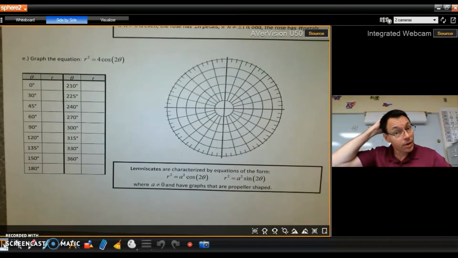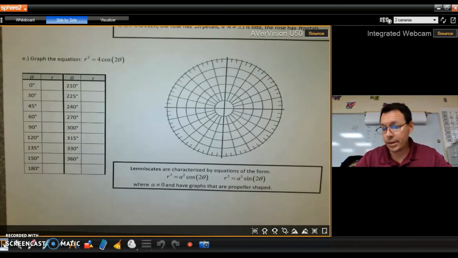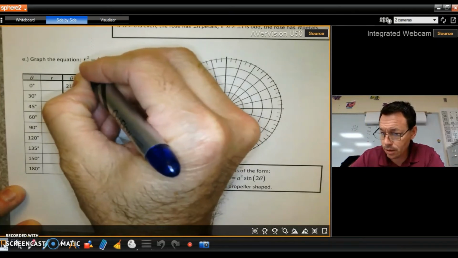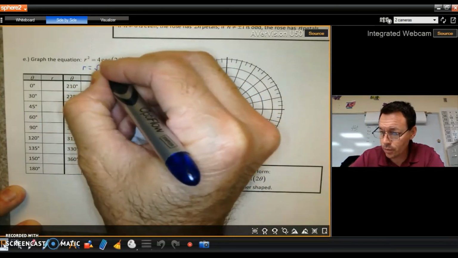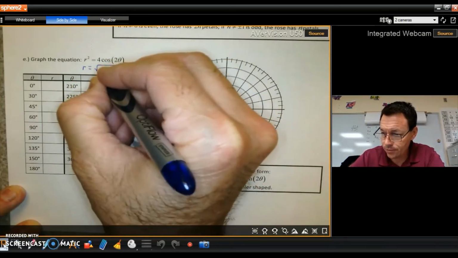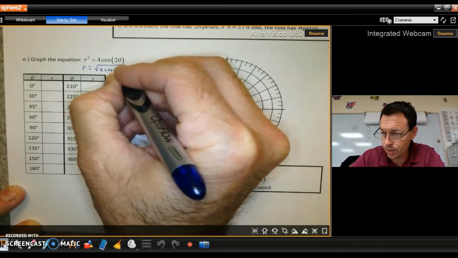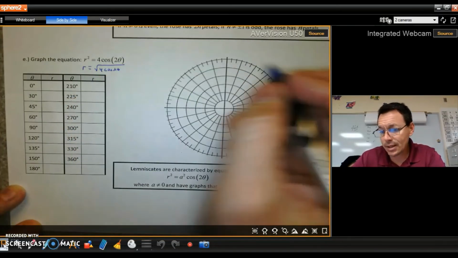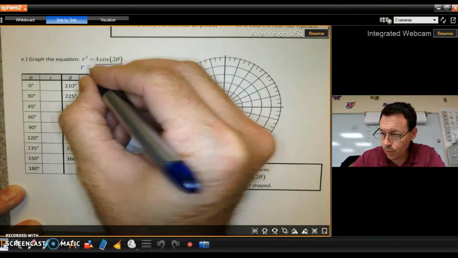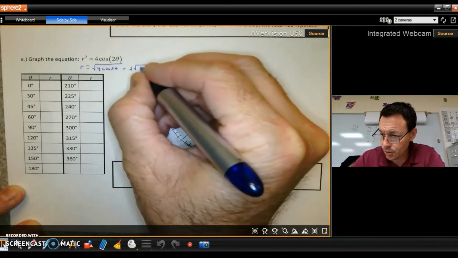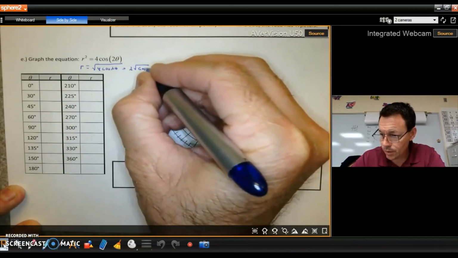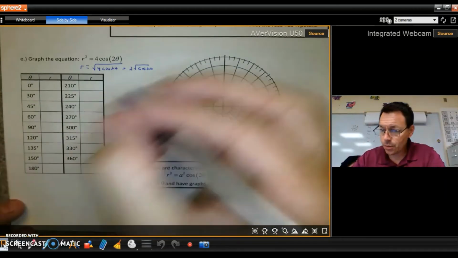Well, I don't want to know what R squared is. I want to know what R is. So for this one, R is going to be the square root of all of this, 4 cosine 2 theta. You could leave it like that. You could also pull the 4 out and write this as 2 times the square root of cosine 2 theta. But that's what we're going to be doing.